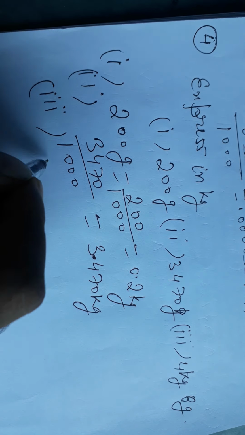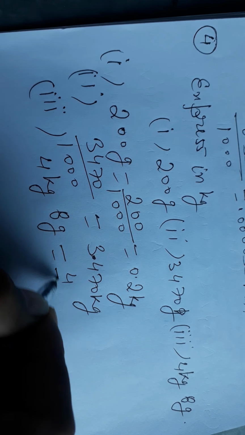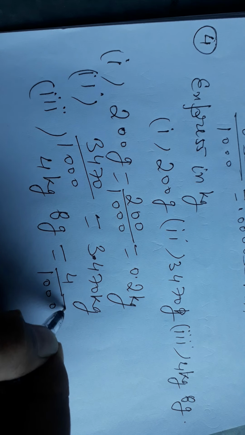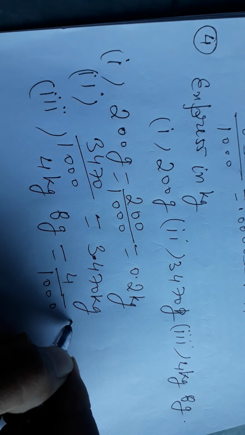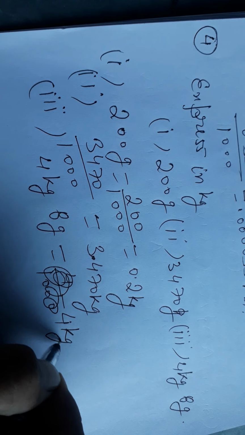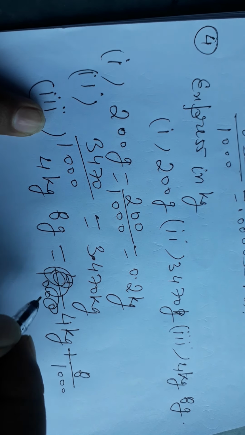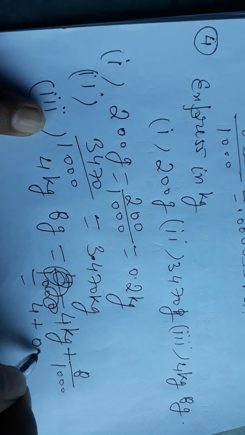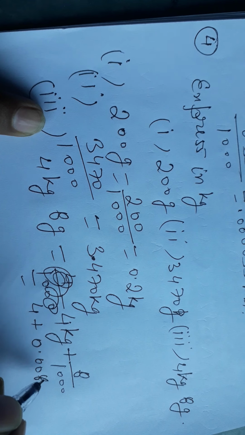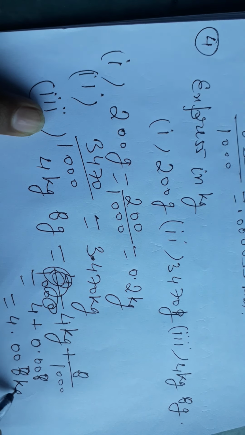And our third one is 4 kg and 8 gram. We have to express in kg, so the 4 kg is already given in kg. Now we will convert our gram in kg. So 8 upon 1000 is 0.008. Now 4 plus 0.008, hence our answer is 4.008 kg.